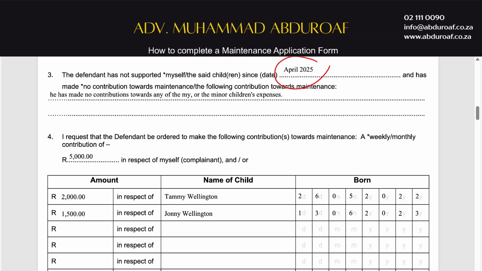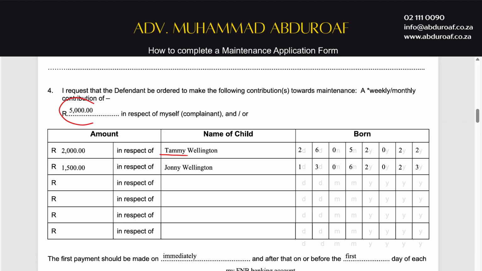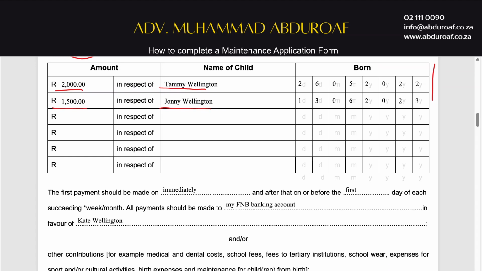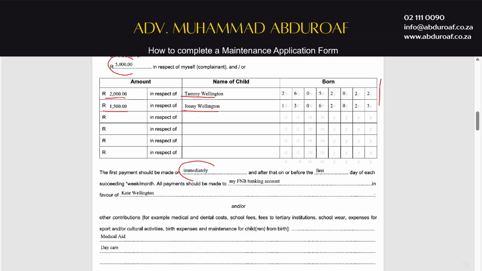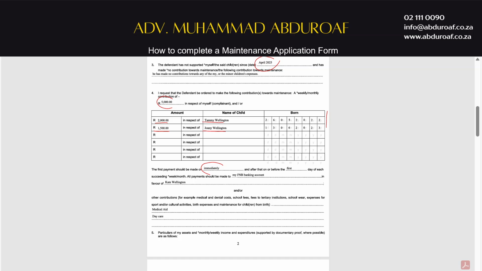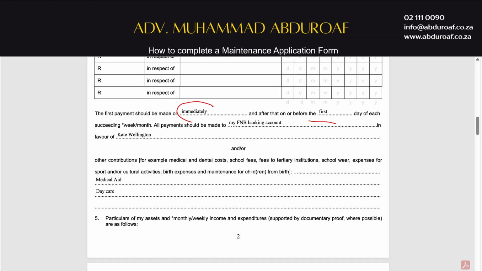What are you claiming for yourself? You want an amount of 5,000 rand for yourself. Okay, and for the kids, there are two kids, Tammy Wellington and Johnny Wellington, all fictitious names, and the amounts you want to claim for them, and these are the dates of birth, all fictitious. And when do you want the first payment to take place? Immediately, I would assume so. And then thereafter on or before the first day of each month. Okay, so that's where we are now.